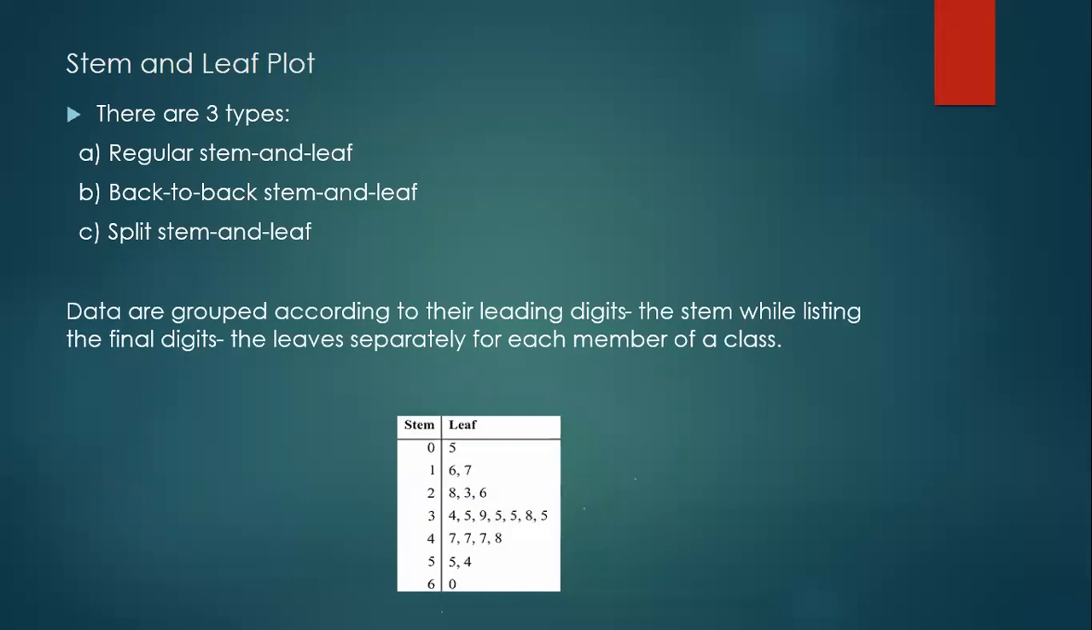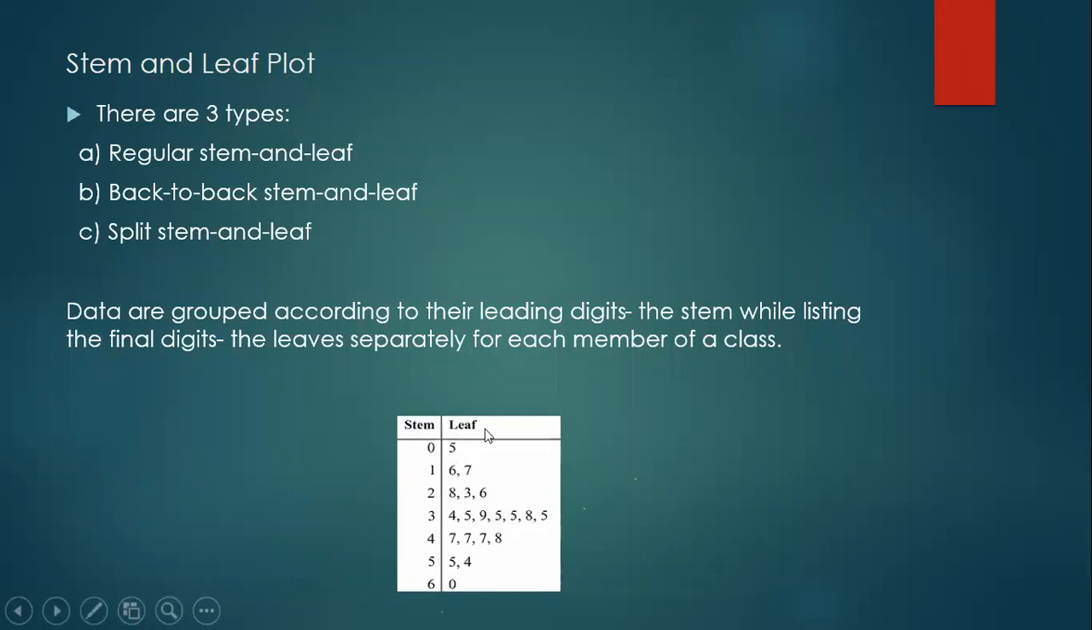So a stem and leaf plot is used when data are grouped according to their leading digits. The stem is listed, while the final digits, the leaf, are listed separately from each number of a class. So we normally use stem and leaf when we're representing a data set of 20 and less. You can easily represent it in a stem and leaf plot. So your stem here represents your tens, and the leaf normally represents your ones.